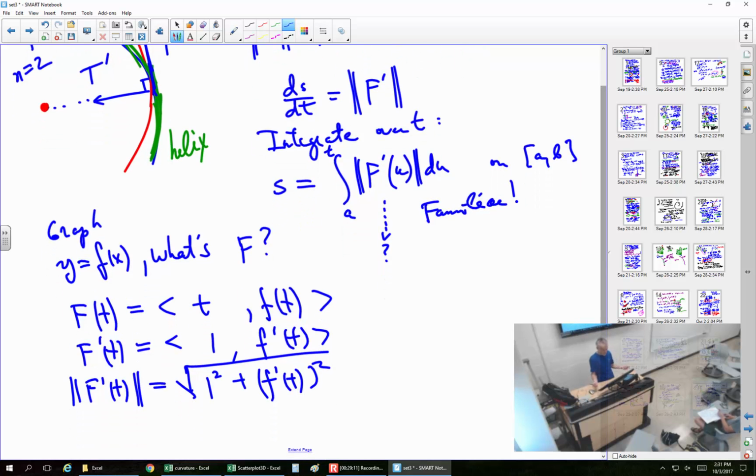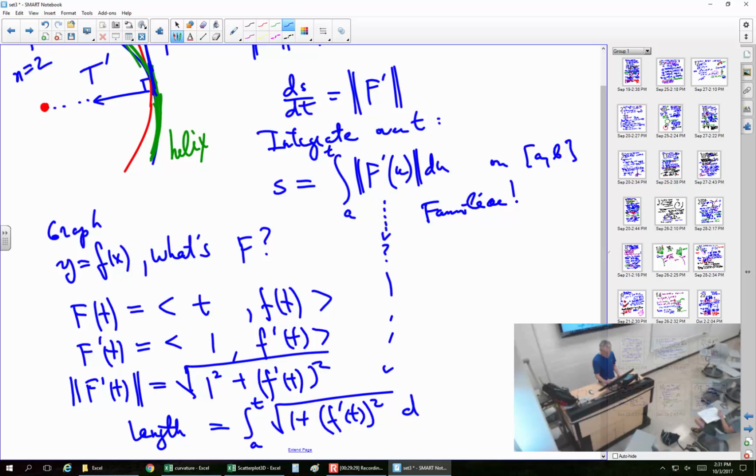At this point, I hope you can see that the formula is already getting familiar. So the length of the curve is the integral from a to t of the square root of 1 plus f prime of t squared, dt. We have used u here, that's fine, du. So that is the old formula from Calculus 2 for computing the arc length of the graph of a function.